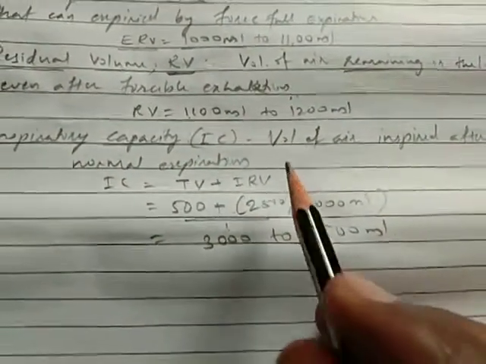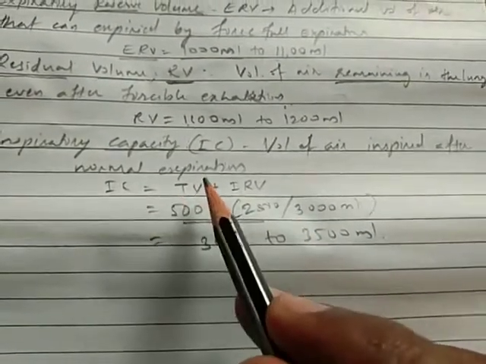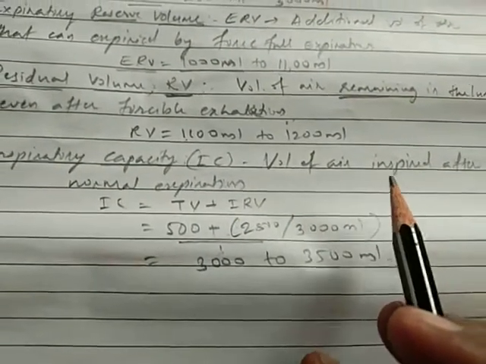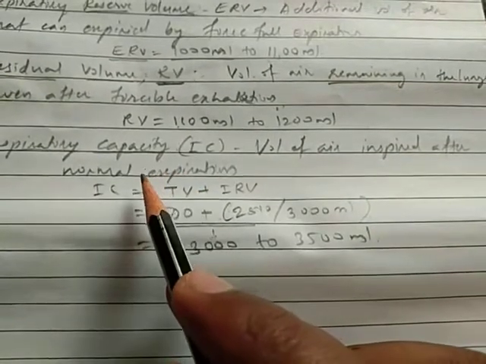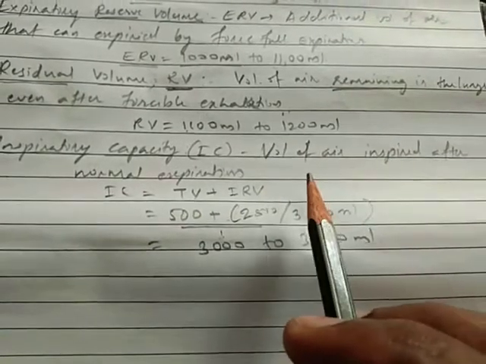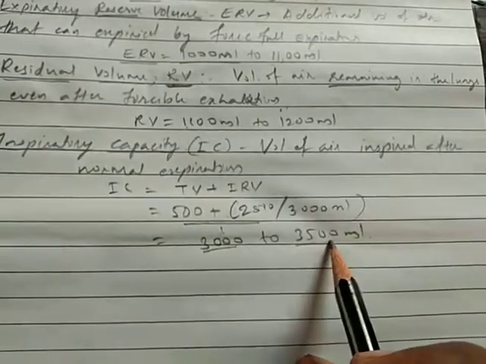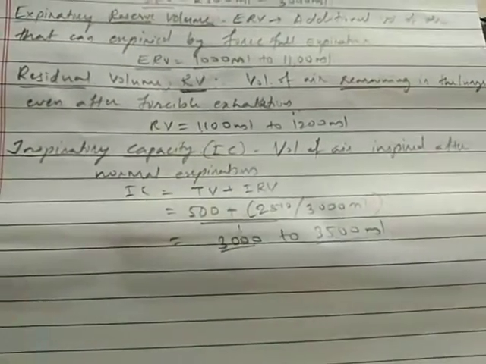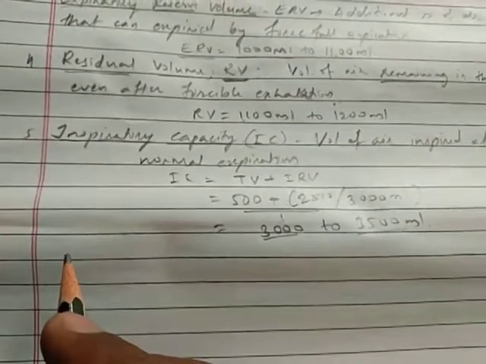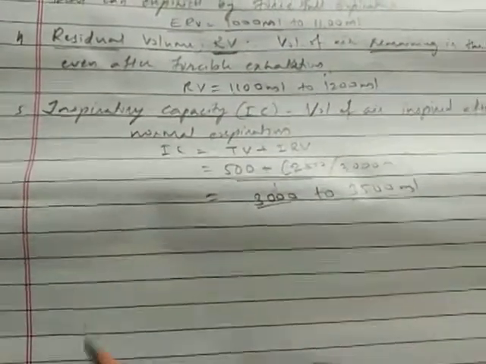Inspiratory capacity means volume of air inspired after normal expiration. When you leave the air outside, the volume of air that remains is about 3000 to 3500 ml, right? So this is what the inspiratory capacity.